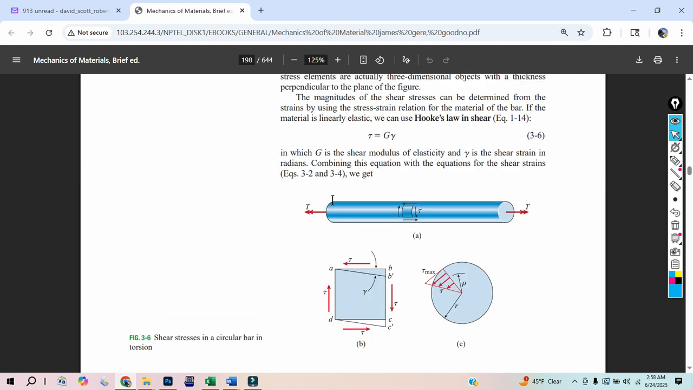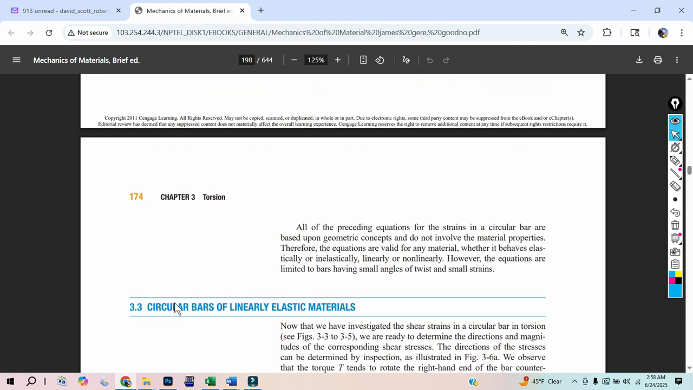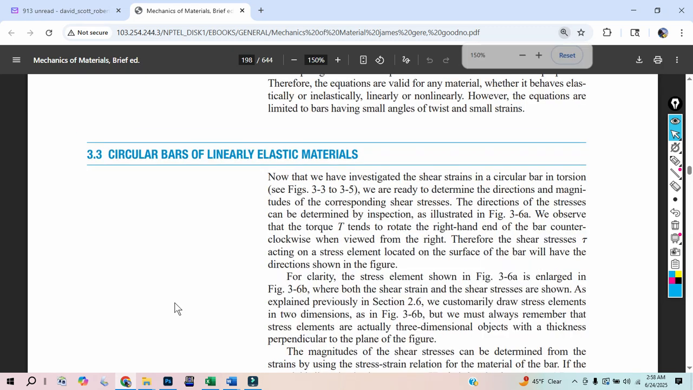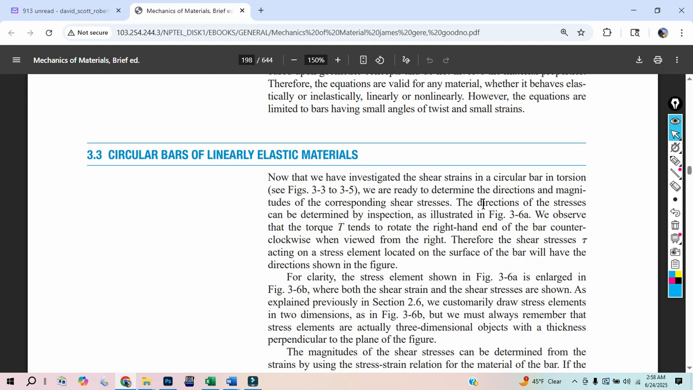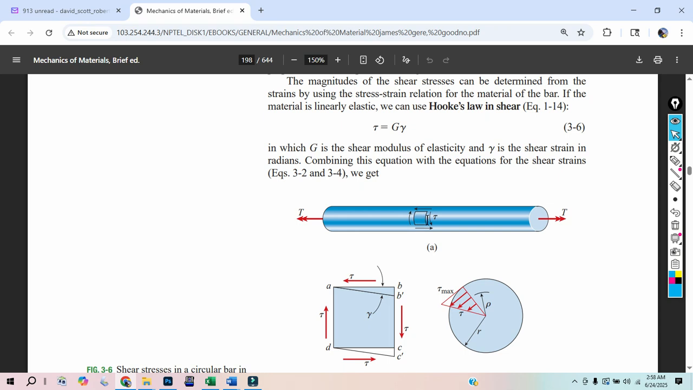And so what do we got? Here is the figure. They're just referring to those pictures that we probably just looked at. The directions of the stresses can be determined by inspection, as illustrated in figure 3.6a. So here's 3.6a. When we twist this thing this way, this side goes down. When we twist this thing that way, this side goes up.